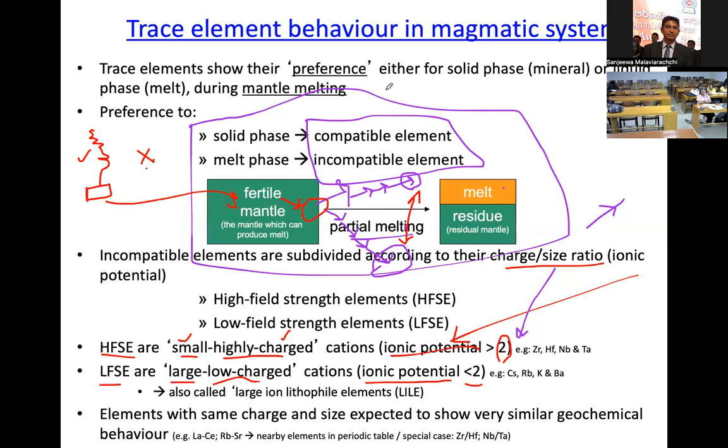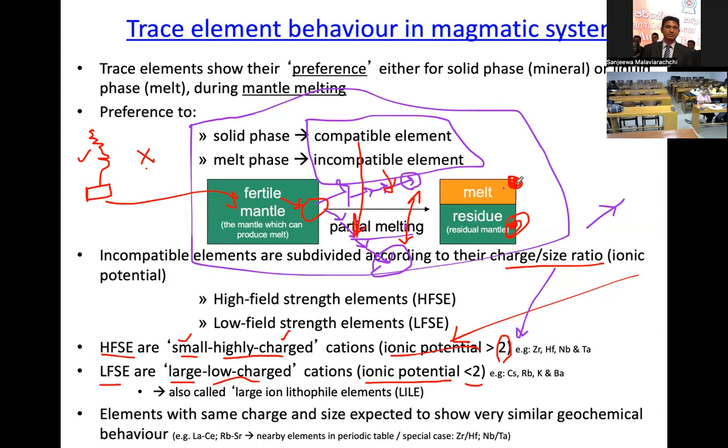Okay, so during these processes, the melt will take a lot of incompatible elements, and the residue will take a lot of compatible elements. All right. So incompatible elements preferentially go into the melt, whereas the compatible elements preferentially go into the residue. So in this case, the residue will have a lot of compatible elements, and the melt will have a lot of incompatible elements. This is how the trace elements behave in mantle melting.